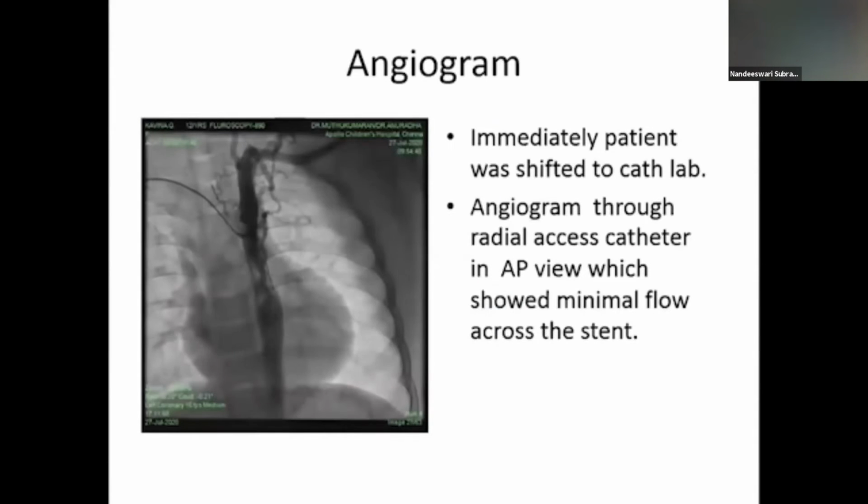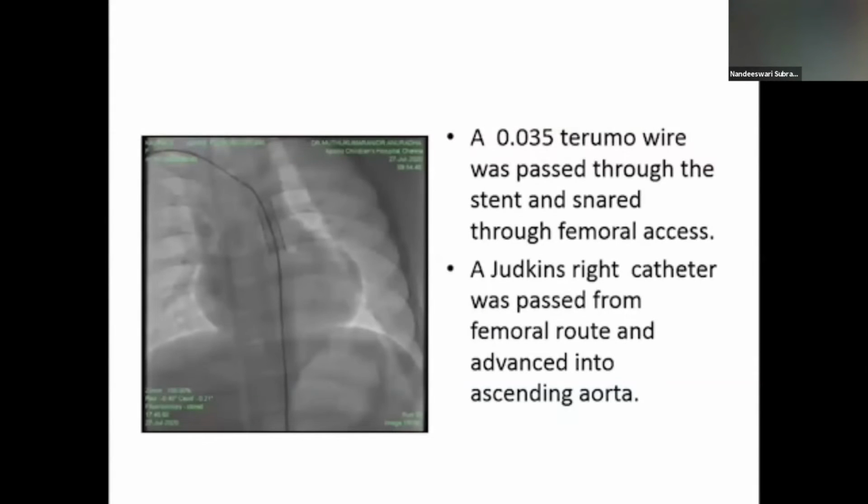The patient was immediately shifted to cath lab and angiogram was done through the radial access in the AP view, which showed minimal flow seen across the stent. You see a narrow pedicle of flow within the stent. So we decided to balloon dilate the stent.